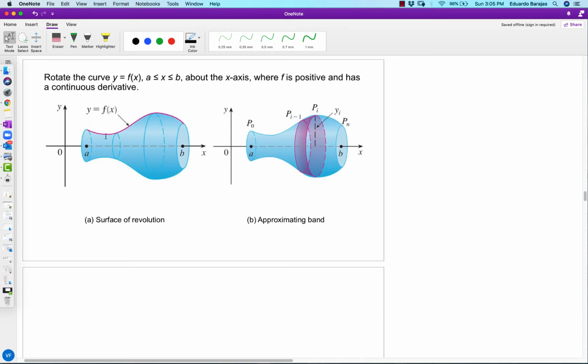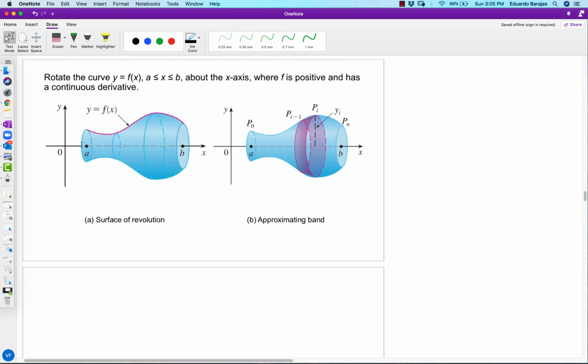Suppose that this curvature here, f of x, is given. So rotate the curve y equals f of x, for the segment x trapped between a and b, about the x-axis. Okay, so here is a and b on the x-axis. We're going to rotate it around, and it creates this three-dimensional shape that almost looks like a vase. And we want the surface area.